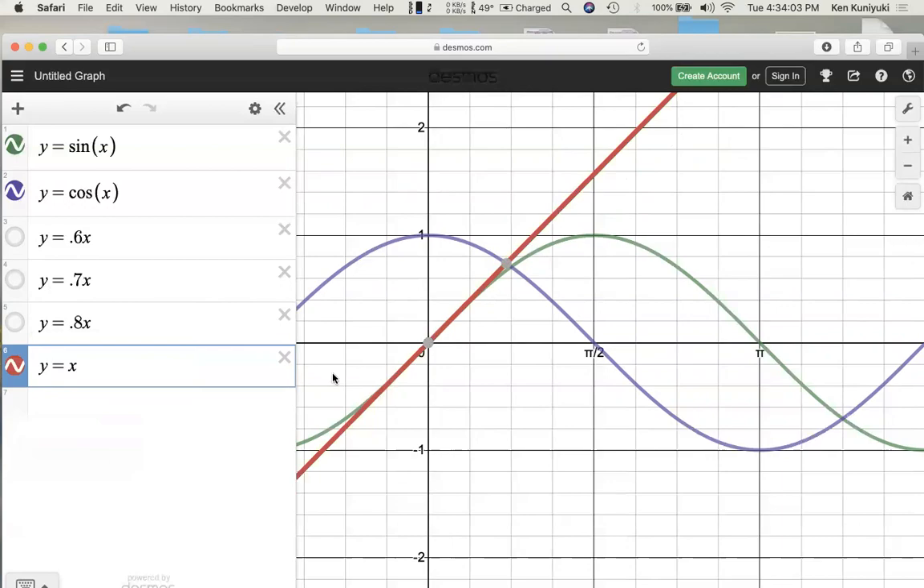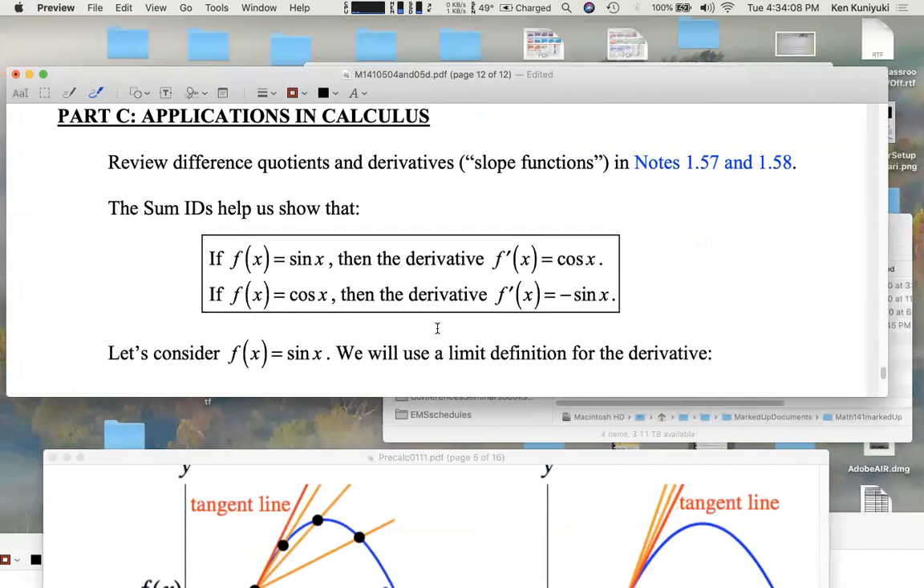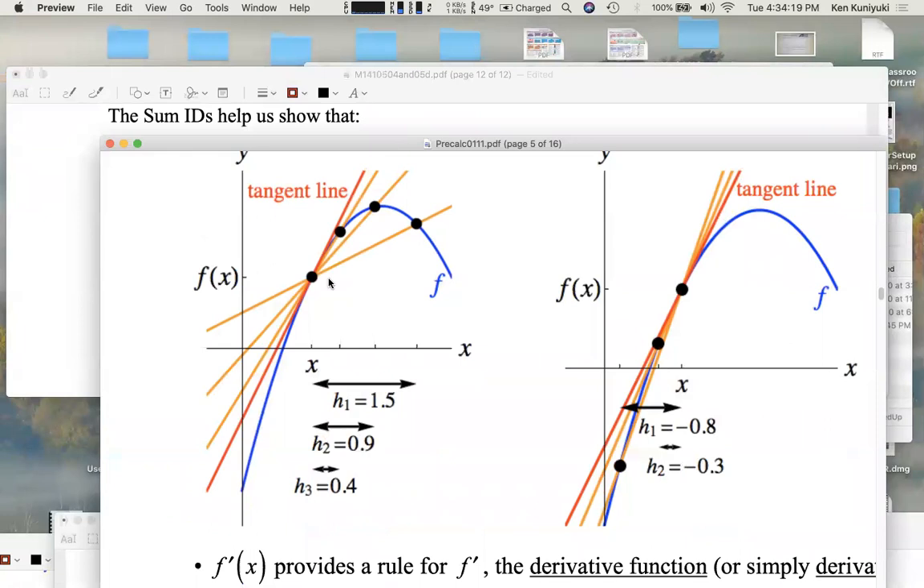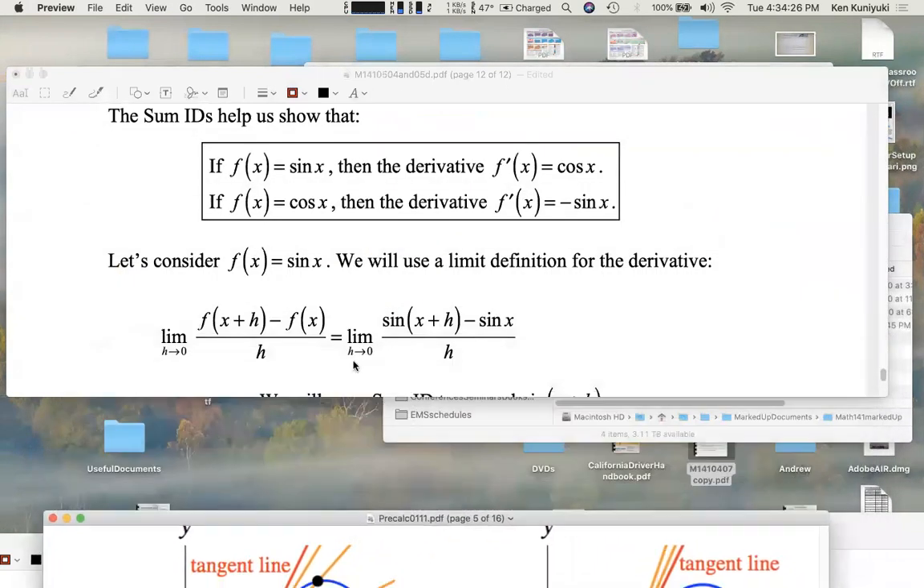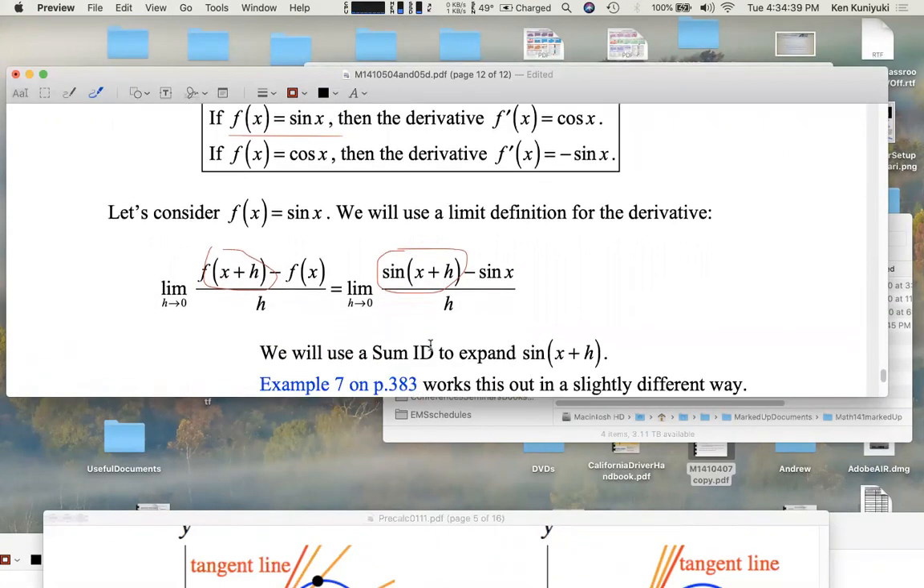All right, so how do we prove that the derivative of sine of x is cosine of x? Here's the limit definition of derivative. The limit of the slopes of secant lines as h, the run, approaches 0. The run is the horizontal distance between the point of interest and the second point, which we're moving towards the first point. Okay. If f of x is sine of x, then what is f of x plus h? Think substitution. It's sine of x plus h. And how can we express sine of x plus h? We can use a sum identity to expand it.